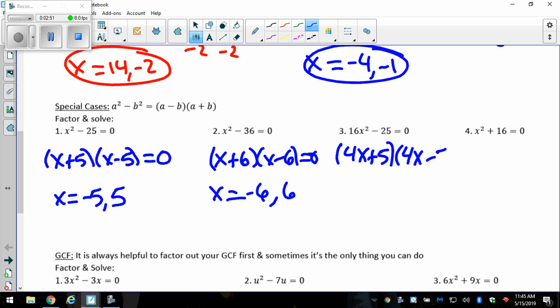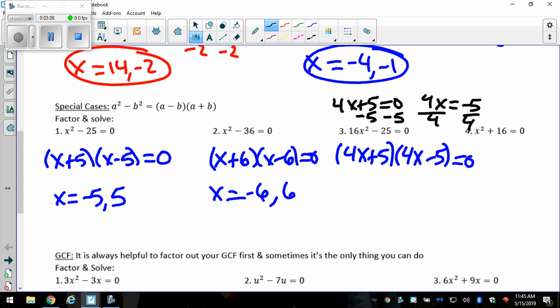And it doesn't matter which order you write these parentheses in, as long as you have both of them written down. So if you need to set this equal to 0, some of you guys can do it in your head, but if not, you just subtract 5 from both sides. You have 4x equals negative 5, and then divide both sides by 4. And you would do that for both sets of parentheses. You get a negative 5/4 and a positive 5/4 for this one.